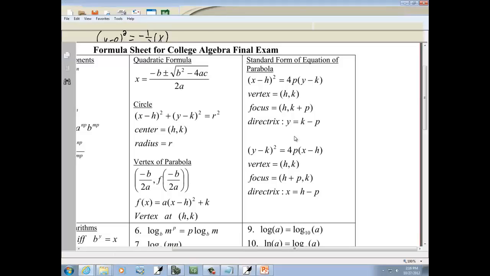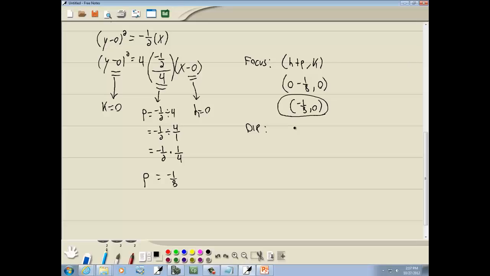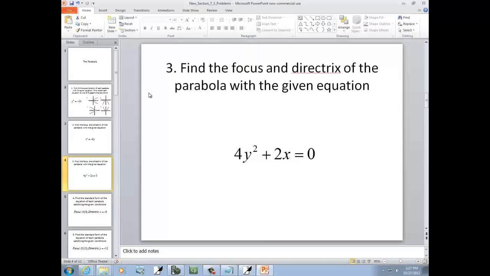Now our directrix is x equals h minus p. Well, h is 0 minus, what was p? P is negative 1/8. Negative, negative gives us positive, so x is equal to 1/8. And that's all they're wanting there.